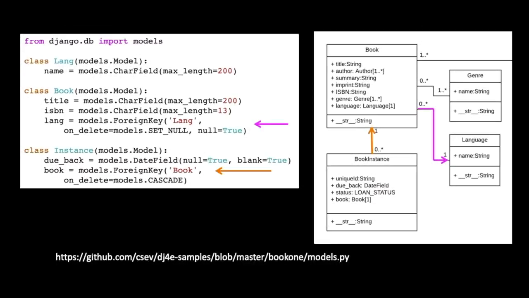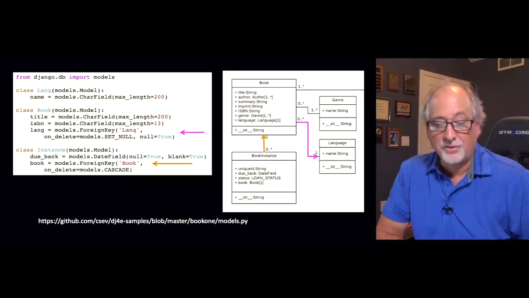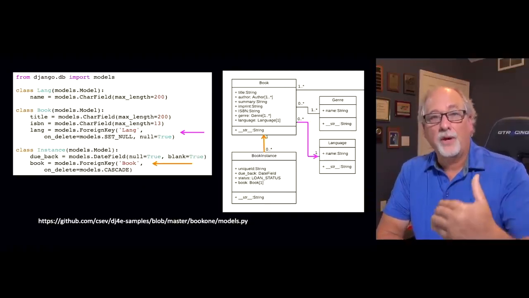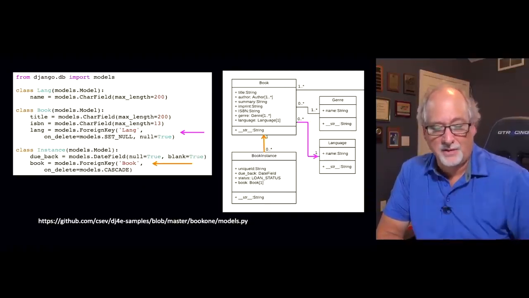Okay? And so again, you see this from the point of view of the data model, where we have the arrow between book and language, that's a many to one, and then a book instance to the book is a many to one as well. And so those foreign key links represent the arrows in this data model.